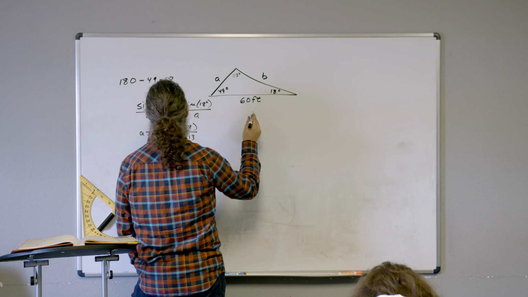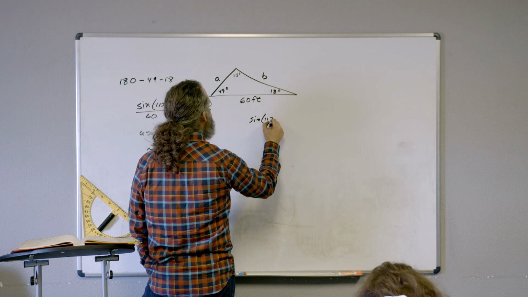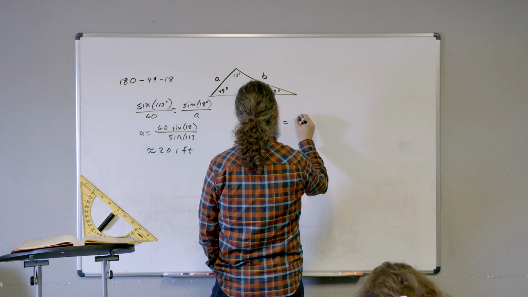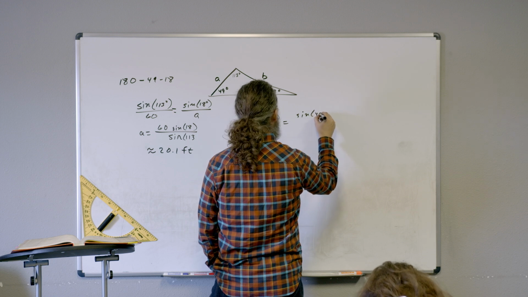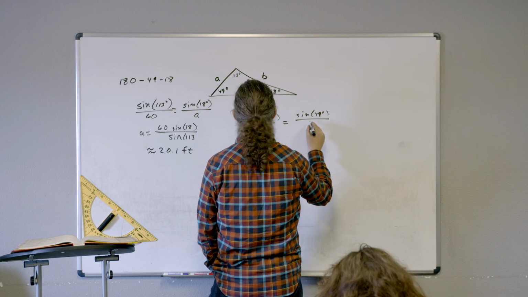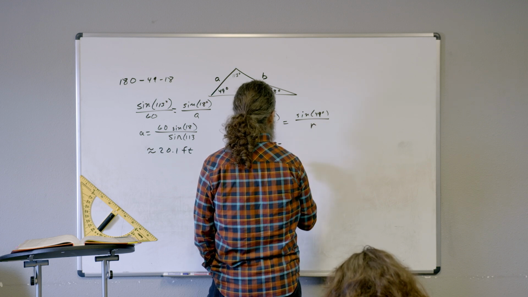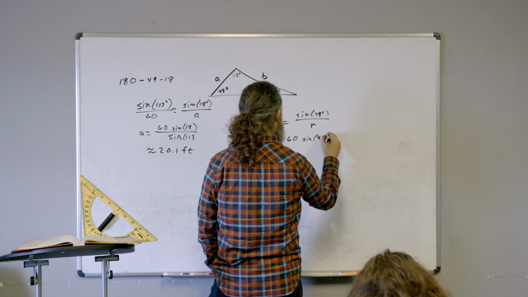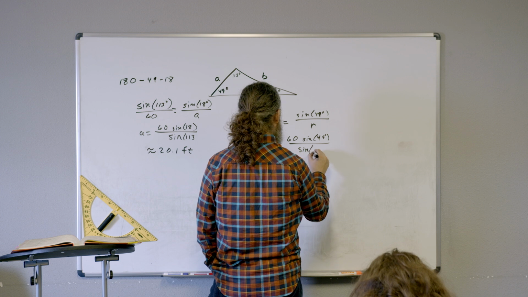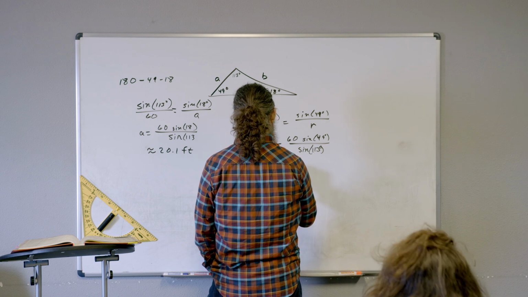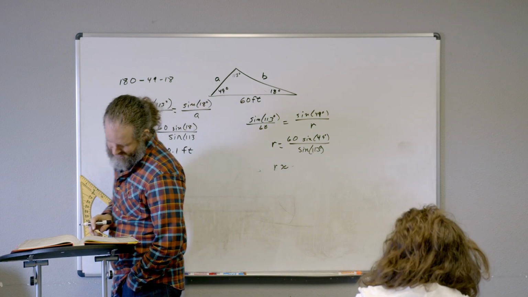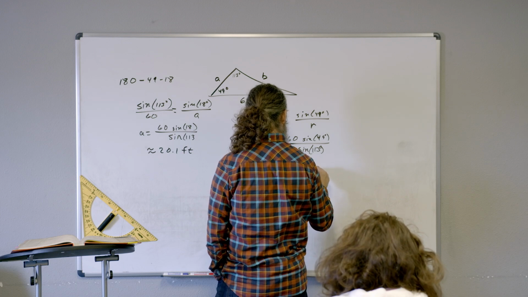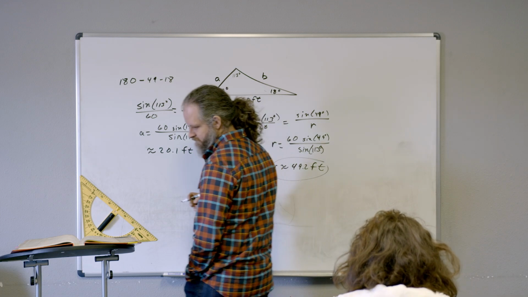And then you do the same thing on the other one, right? So the sine of 113 degrees over 60 equals the sine of 49 degrees over the right side. So the right side would equal 60 sine of 49 degrees over the sine of 113 degrees. And we end up with, theoretically, about 49.2 feet. Okay, that's what I thought. Maybe do 18. Sounds fine.